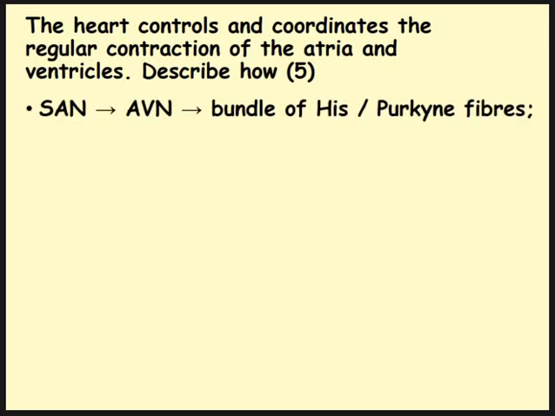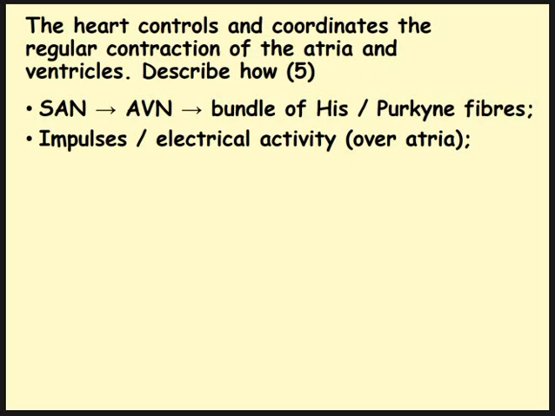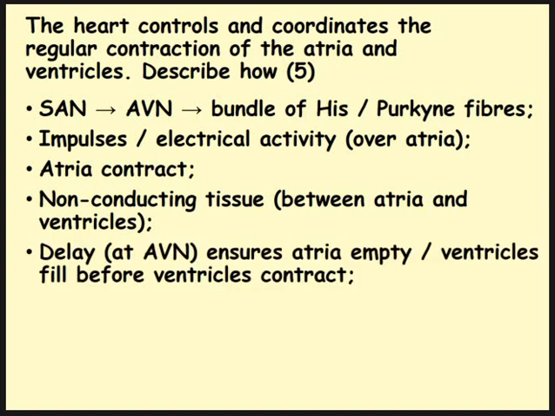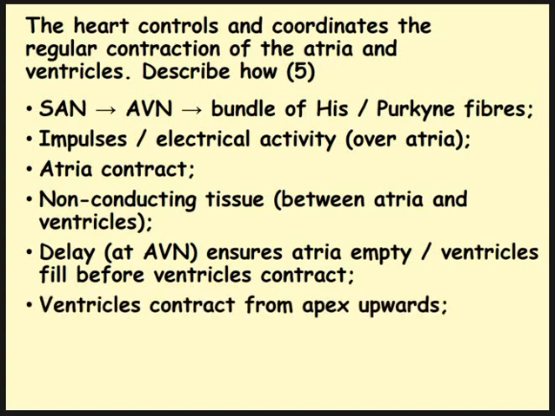So we've got the SA node passing the impulse to the AV node to the bundle of His to the Purkinje fibres. Okay, that's the pattern. You're going to get marks if you talked about impulses, electrical activity, cardiac impulses flowing over the atria. 1 mark. Atria contract, 2nd marking point. Mention that band of non-conductive tissue between the atria and the ventricles. That will get you a mark. Talking about there being a delay at the AV node to make sure those atria empty, or conversely ventricles fill. And then we've got our ventricles contracting from bottom up. So ventricles contracting from apex upward would get you a mark there.